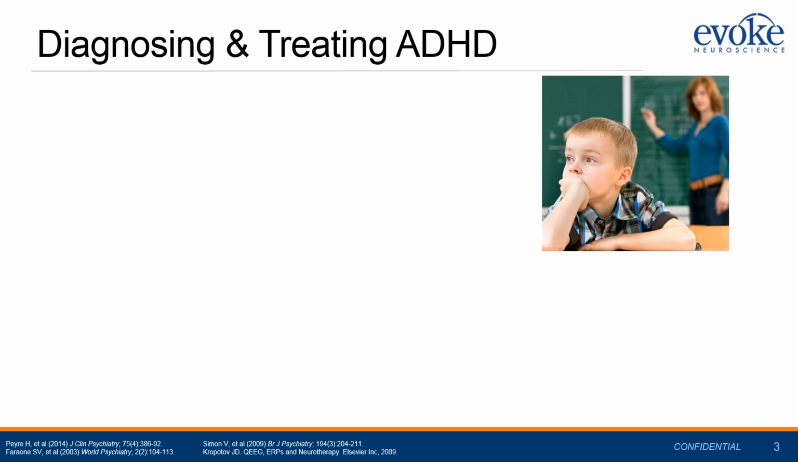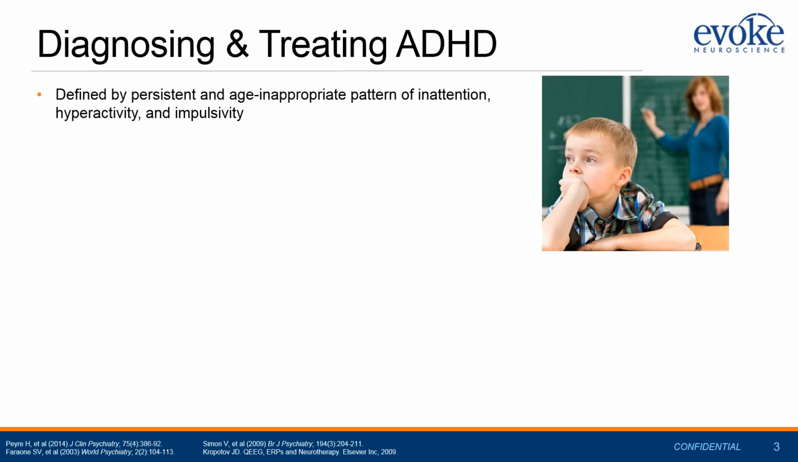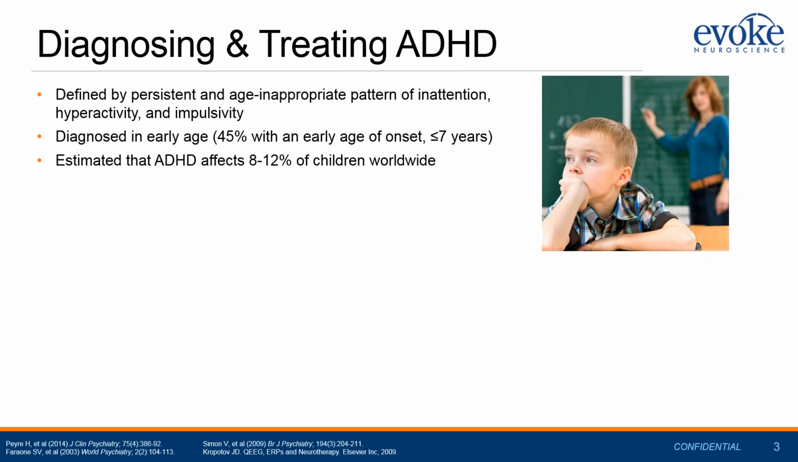So, starting off with how we traditionally diagnose and treat ADHD. It's defined by persistent and age-inappropriate patterns of inattention, hyperactivity, and impulsivity. Usually it's diagnosed at an early age. A study of 807 participants with a lifelong diagnosis of ADHD found that 45% of those participants were diagnosed at a very early age, less than 7 years. So if you're looking to diagnose and treat ADHD, chances are you're working with a child. It's estimated that ADHD affects about 8 to 12% of children worldwide, and the prevalence in adults is about 2.5%.